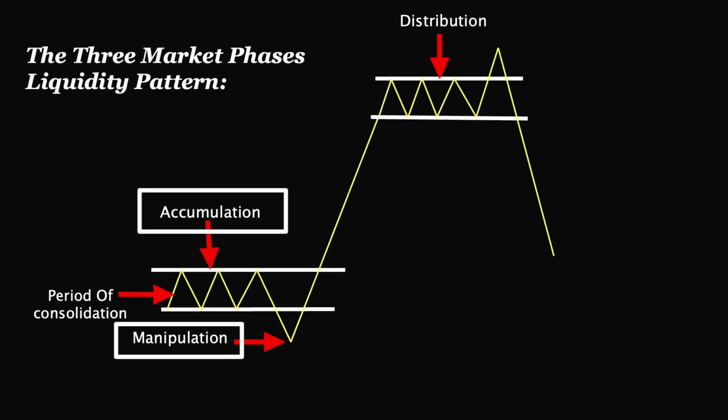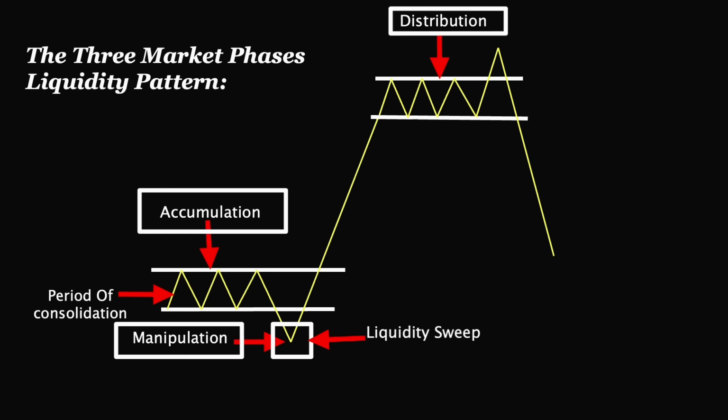Then comes the manipulation phase, and this is where things start to get interesting. Smart money has already positioned itself during the accumulation phase, and now it's time for them to trigger a liquidity sweep. They deliberately push the price below support or above resistance, creating what looks like a breakout or breakdown to retail traders. At this point, retail traders either panic and close their positions, or they rush in, thinking they're catching the next big move. But guess what? It's all part of the trap. Smart money grabs the liquidity by triggering stop losses. And just when retail traders think they're riding the breakout, the price snaps back in the opposite direction.